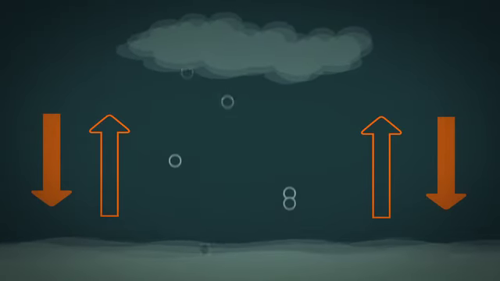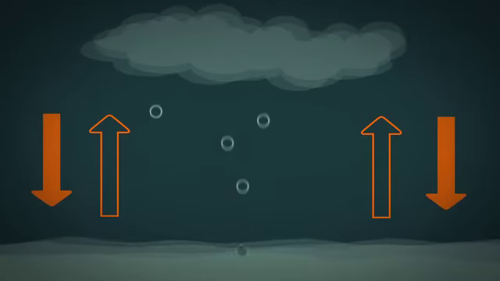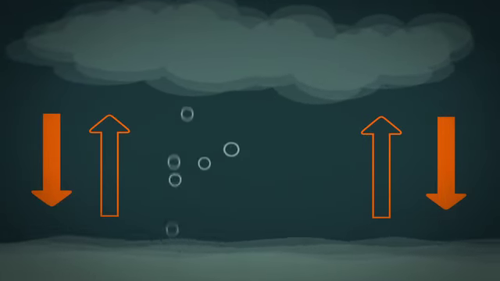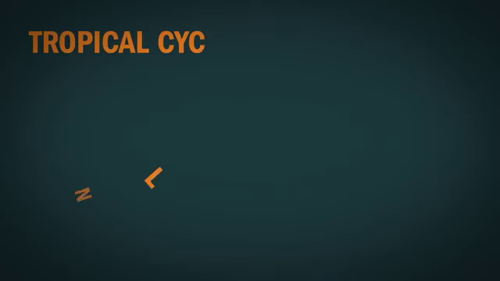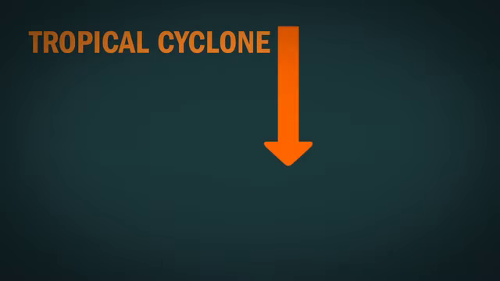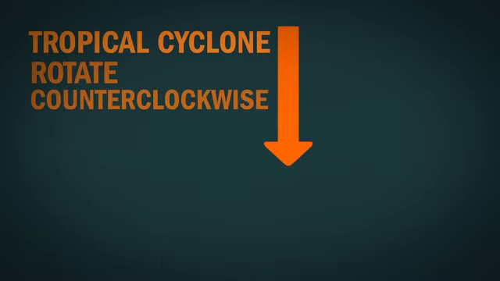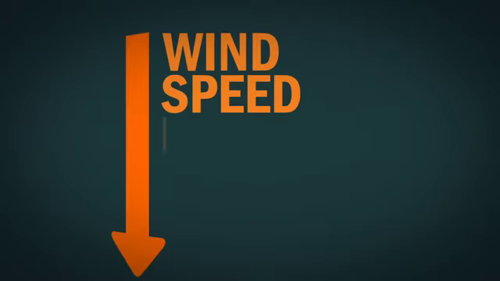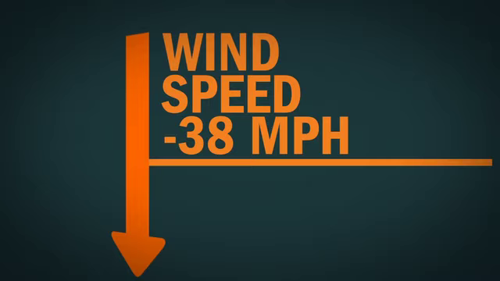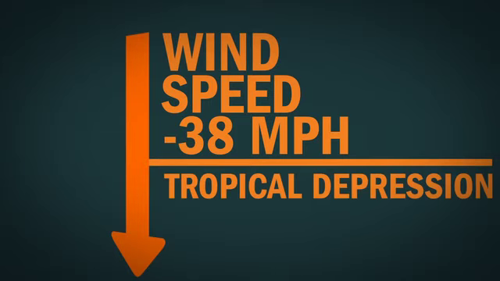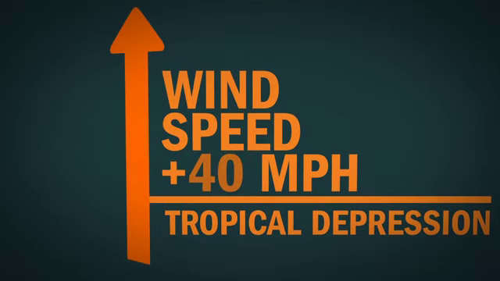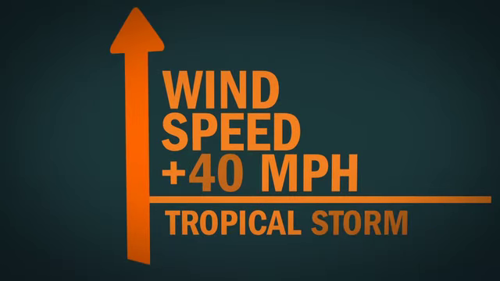If there is light or little wind, the storm is able to continue to grow and strengthen, feeding on warm waters. A hurricane begins as a tropical cyclone. These are low-pressure systems that rotate counterclockwise and have some thunderstorm activity. If the wind speed is below 38 miles per hour, the storm is considered a tropical depression. Once wind speeds reach about 40 miles per hour, the cyclone is considered a tropical storm.